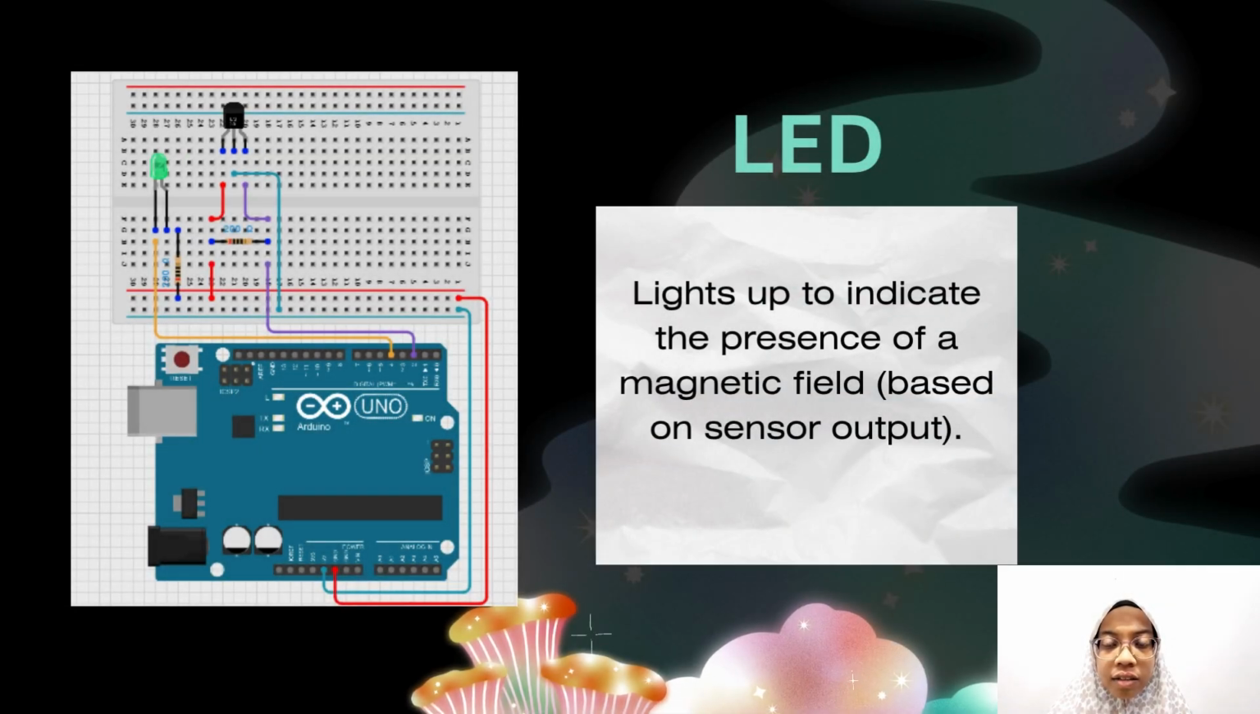Then the LED. The function of the LED in this schematic circuit is to light up to indicate the presence of a magnetic field, based on the sensor output. So the LED lights up when the magnet is nearby the sensor. Otherwise, it will turn off.